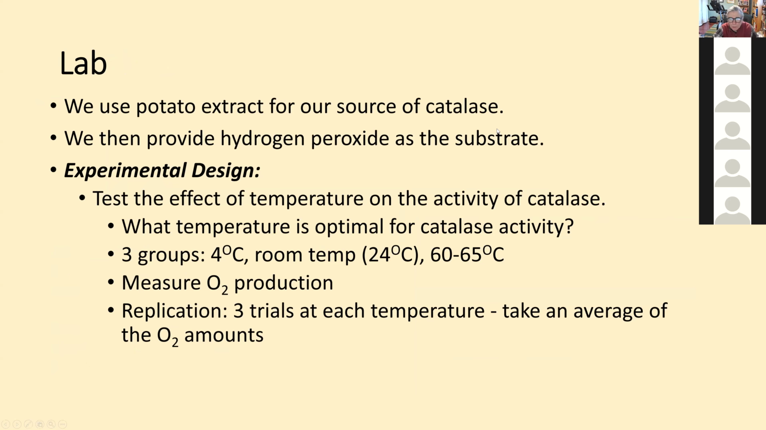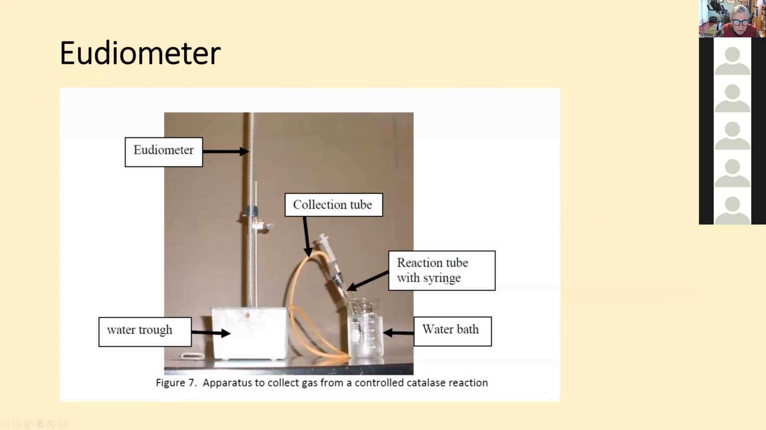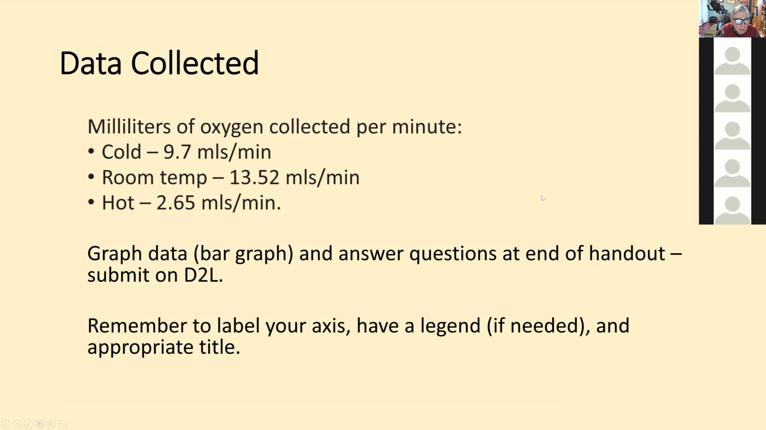Okay. So what temperature is optimal for catalytic activity? All right. And we measured enzyme activity as a production of O2. So about 4 degrees, room temperature, and 60 to 65. Okay. There's the setup that we used to collect the gas. Okay, here's the data that we got. Cold, 9.7 milliliters per minute. Room temperature, 13.52 milliliters per minute. The hot, 2.65 milliliters per minute.